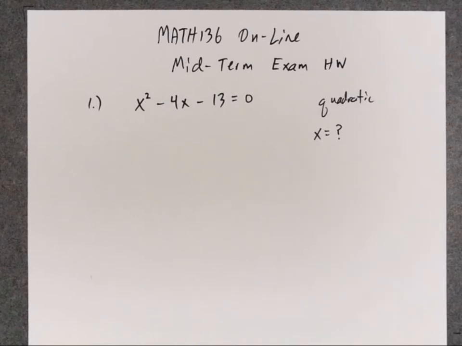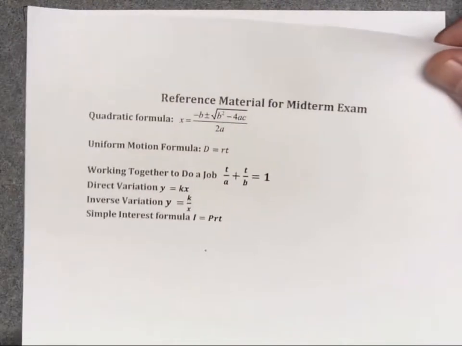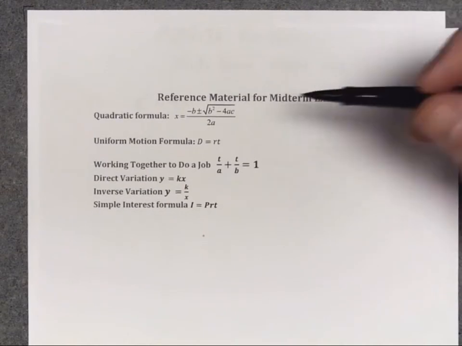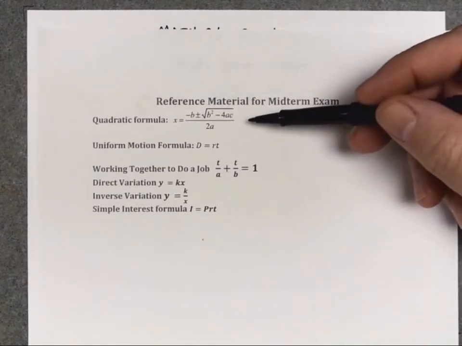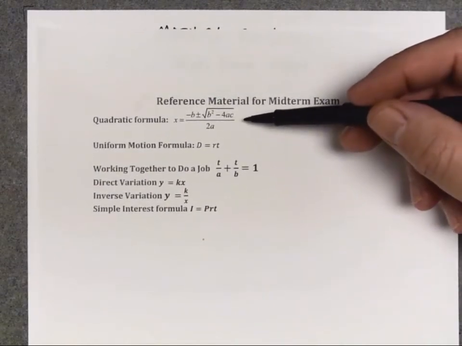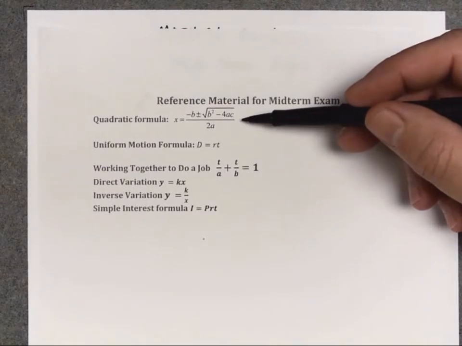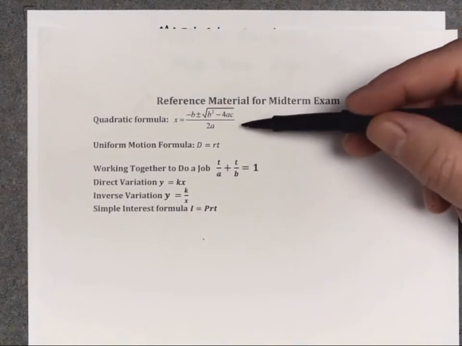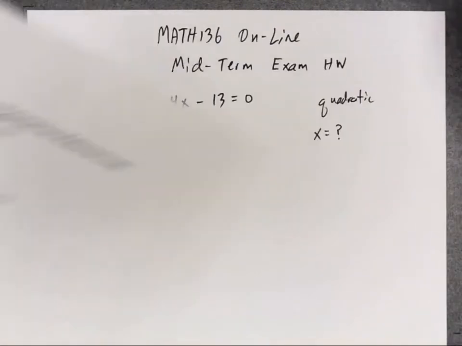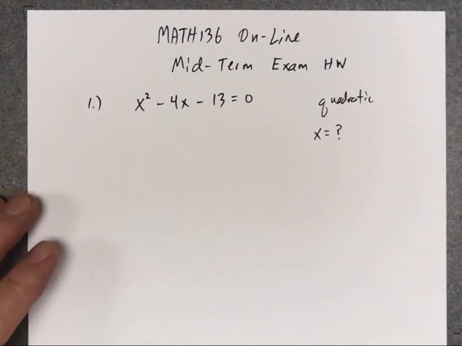And actually, I brought with me, when you get ready to take your midterm exam, you will have access to a formula page. And honestly, there's not a lot on this page that I think is very useful. But for this problem, there is one. And this is called the quadratic formula. And you'll actually have access to this on the test. And that's what we're going to use here. So let's explain how this works.